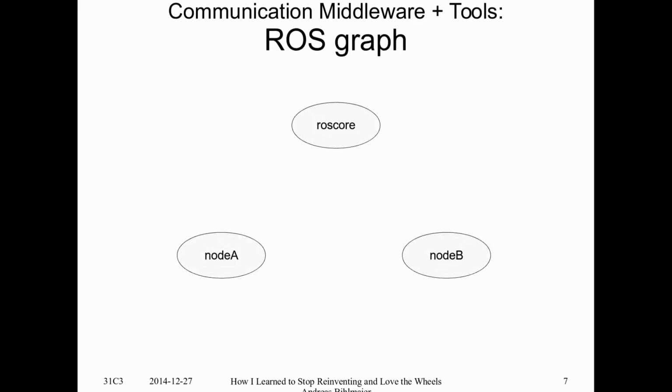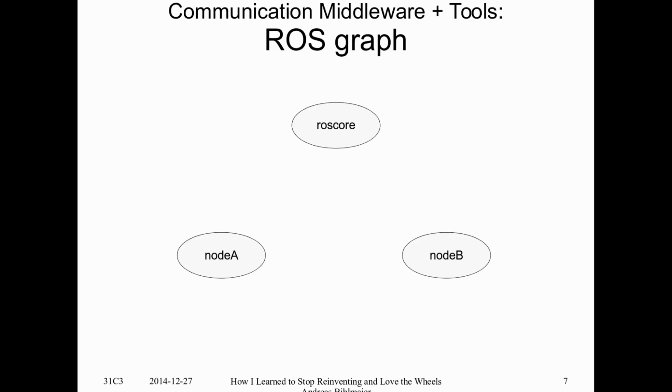So initially you start out with an empty computational graph. Basically we are talking about nodes and edges that connect these nodes. The node is some kind of process on an operating system running on any of the machines that are connected to your ROS network. And then there's the central ROS core running on one of these machines. So initially there are no connections. We have just started the ROS core.